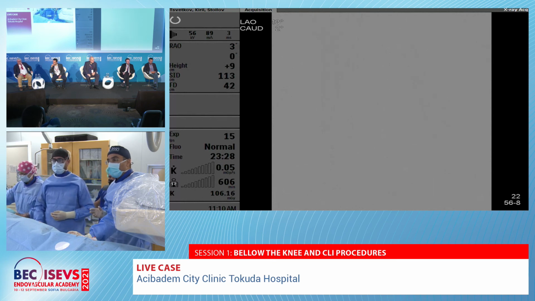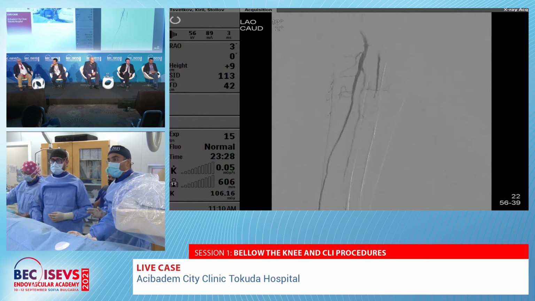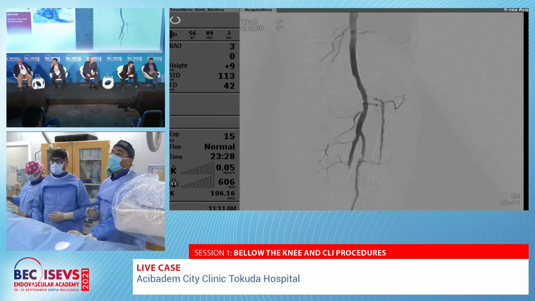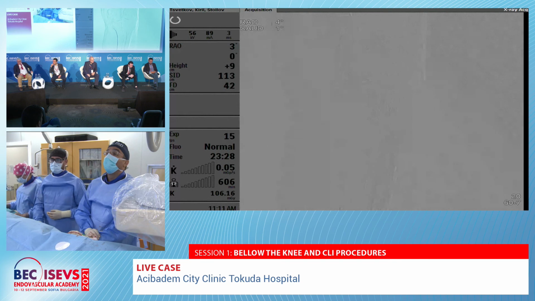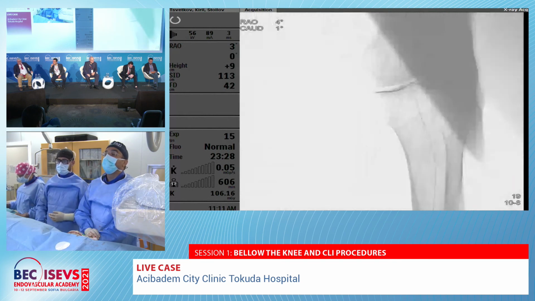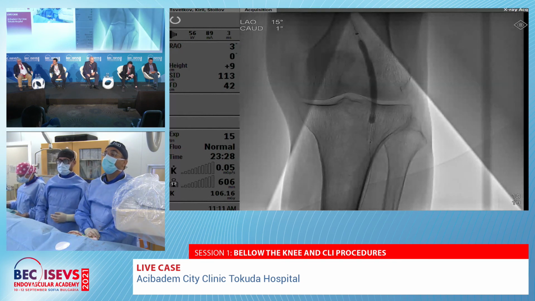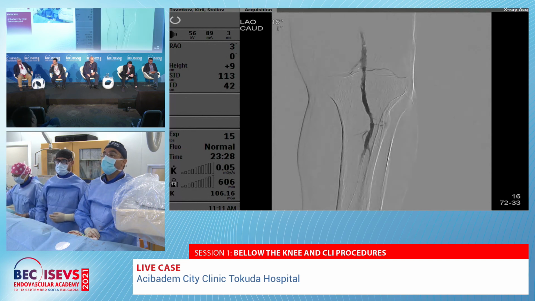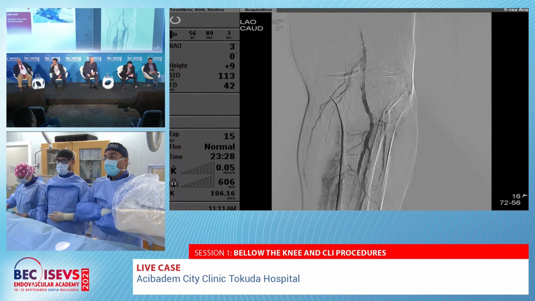So I think we should see the result after the ballooning. Go back. Go back. Okay, show me there. So this is the result after the stenting.